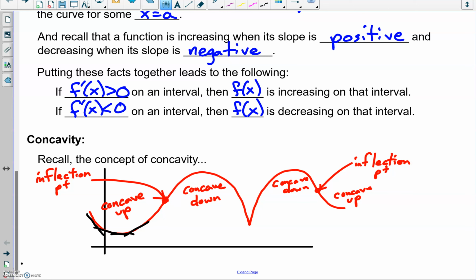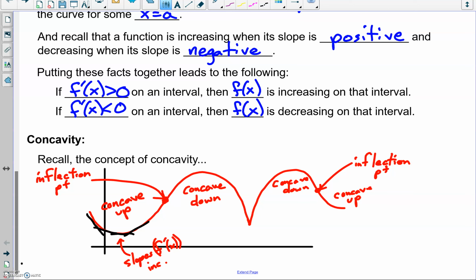Something I want you to be aware of is that when you have concave up, the slopes, or the f prime of x's, your f prime is your slope, is increasing over the region where it's concave up. As you move left to right, the slopes will be increasing in that concave up area.